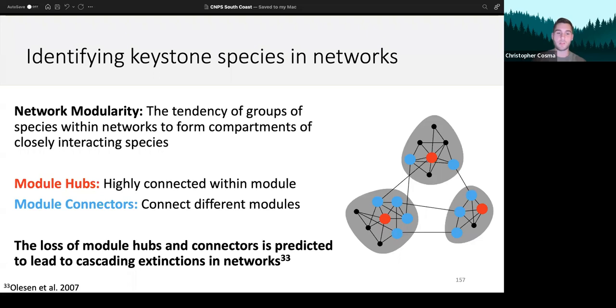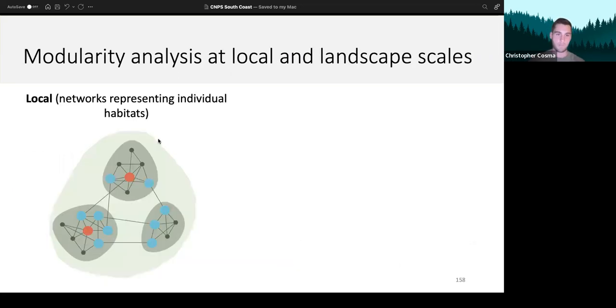And really importantly, the loss of these module hubs and connectors has been predicted and shown empirically to lead to cascading extinctions of other species across these networks. So these are really the species that we want to prioritize protecting, because they're the ones that provide that stability to the entire system. And so we can analyze this modularity both at local and landscape scales.